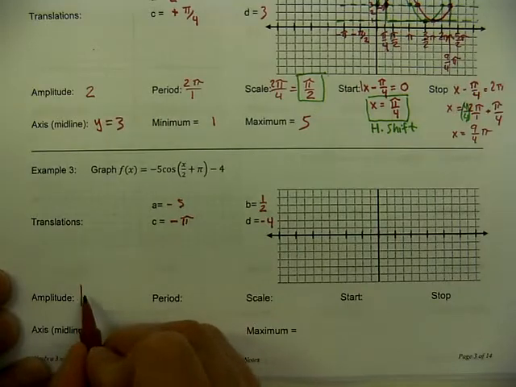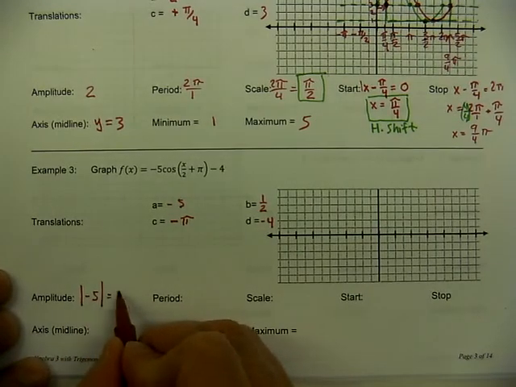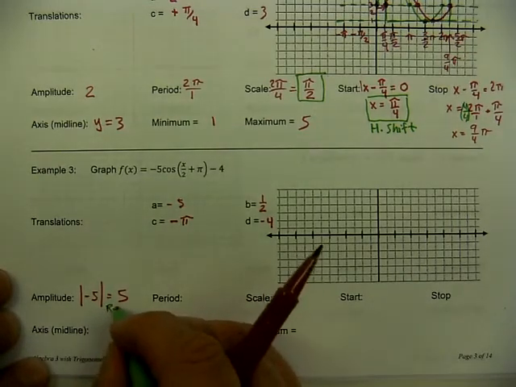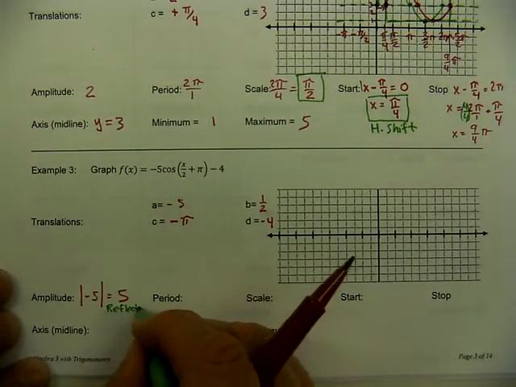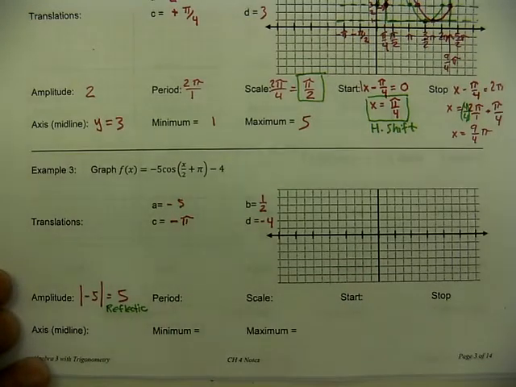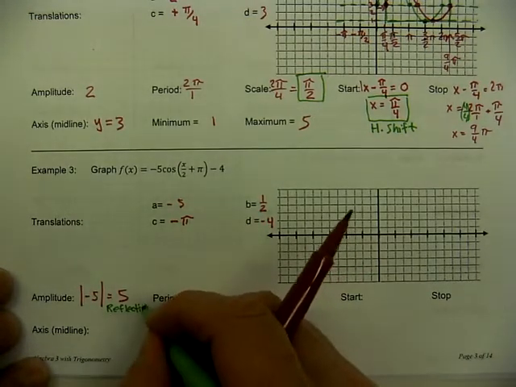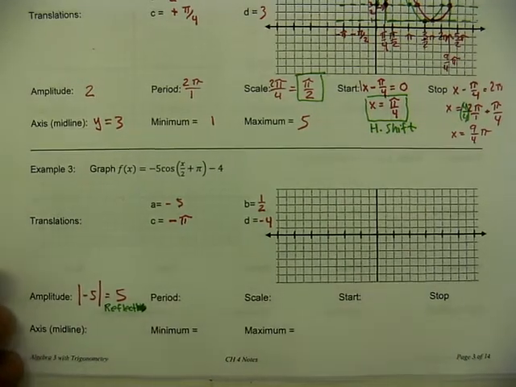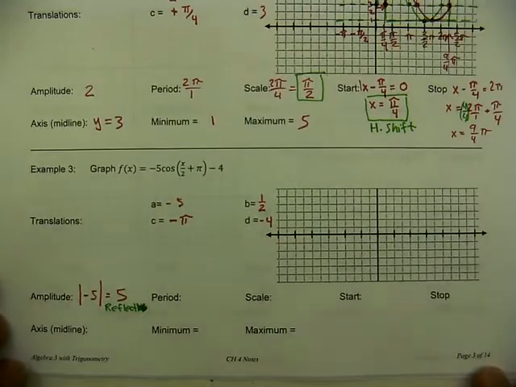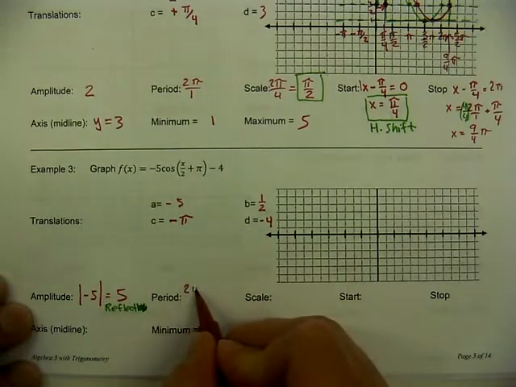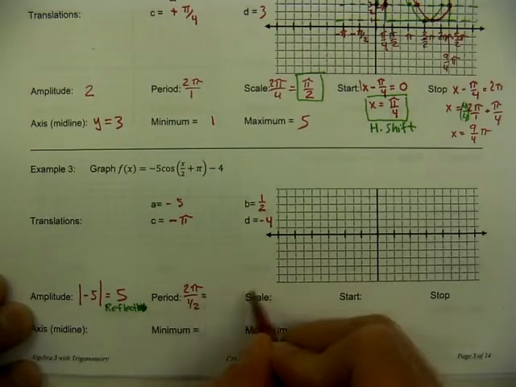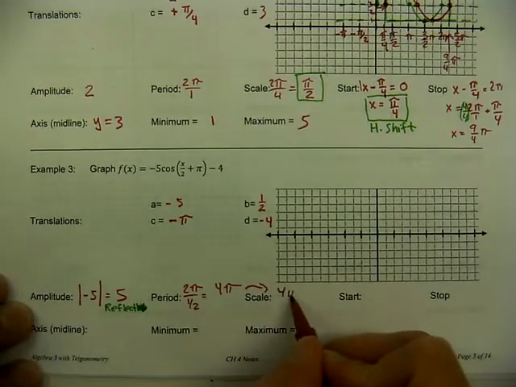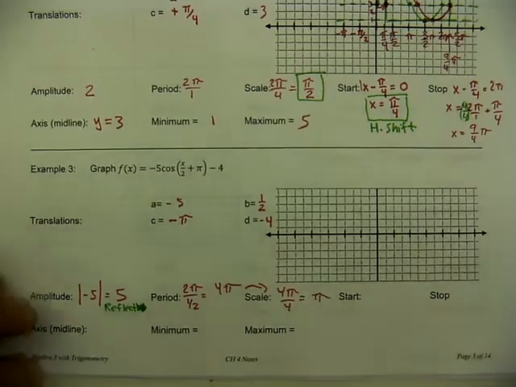So when we have this amplitude, we always want the positive value. So it's going to be an amplitude of +5, but I don't want to forget to reflect. So I usually just give myself a little bit of a note to say, hey, don't forget, you need to flip this upside down. We want to reflect that upside down once we've graphed our 5 key points. Period of 2 pi divided by half is going to be 4 pi because we multiply by the reciprocal. So that means our scale is going to be pi.